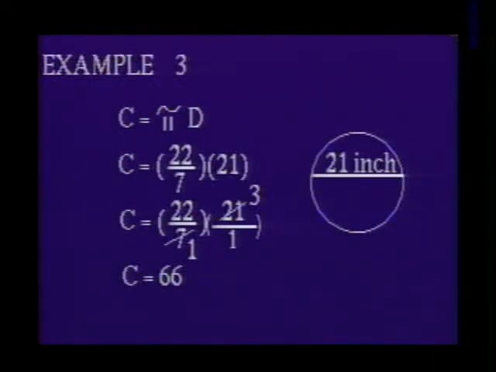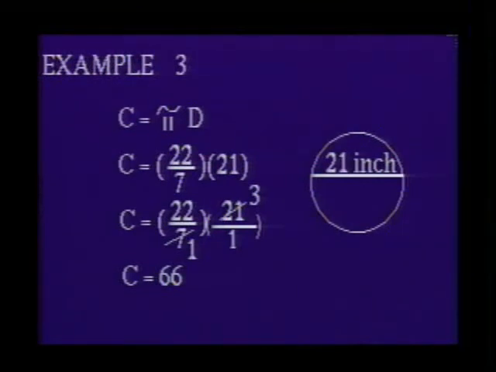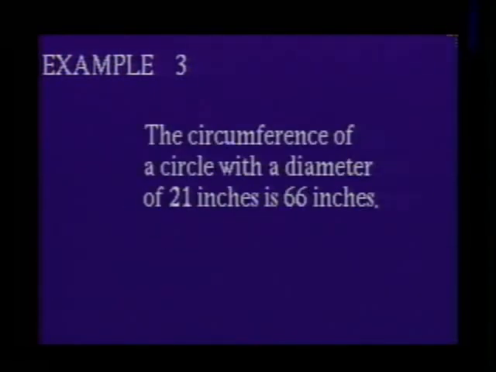Example 3. Find the circumference of a circle with diameter of 21 inches. To find the circumference of a circle when the diameter is given, we will use the formula C is equal to pi d. Substituting 21 for d and using 22/7 for pi, we have C is equal to 22/7 times 21. Solving for C, we get C is equal to 66. Thus, the circumference of a circle with diameter of 21 inches is 66 inches.